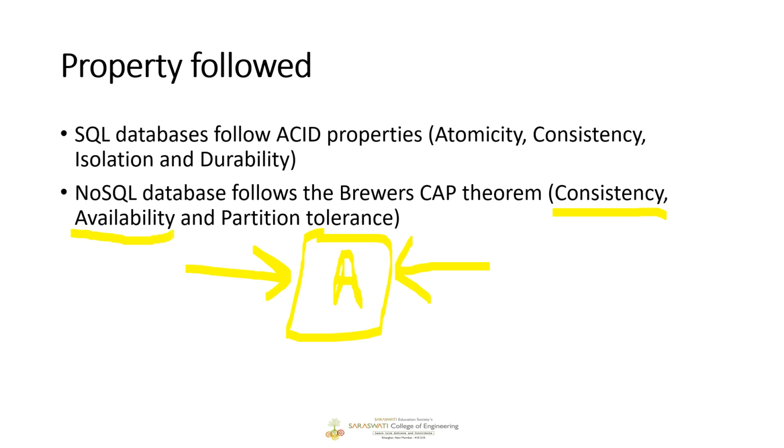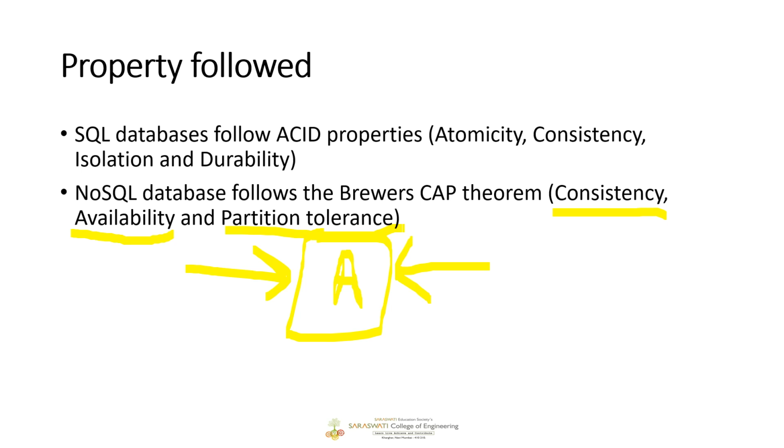Availability means that whenever you query the server, you should get an answer. Next is partition tolerance. Partition tolerance means if due to some error the network is partitioned into various parts, then also it should be fully working without any errors. So the CAP theorem says that there are three properties: consistency, availability, and partition tolerance. But you cannot get all three at the same time. You can get a maximum of any two of these properties at a time.